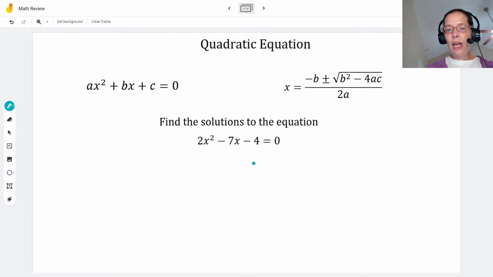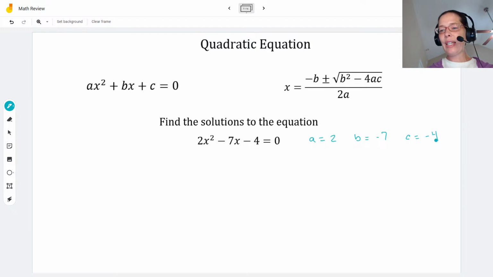So for this first equation, I will specify what all of our numbers are. So a, again, is just the coefficient in front of the x squared. So a equals 2. b equals -7. Again, it's just right in front of the x. And remember, these are our pluses here. So this minus means that b is actually -7. And c, just like b, is -4.